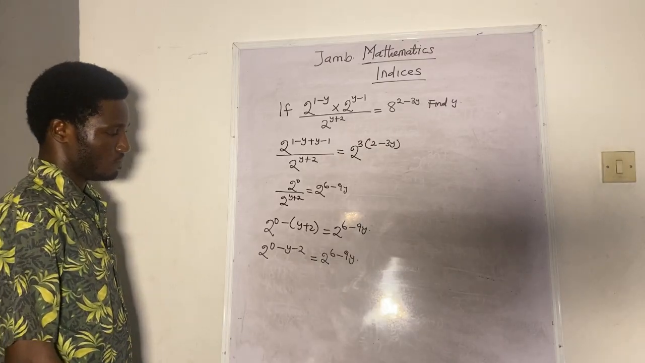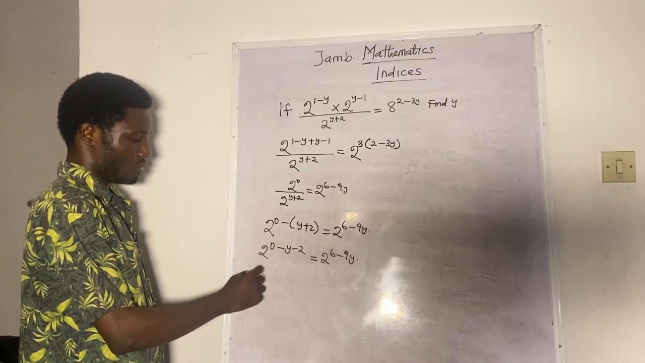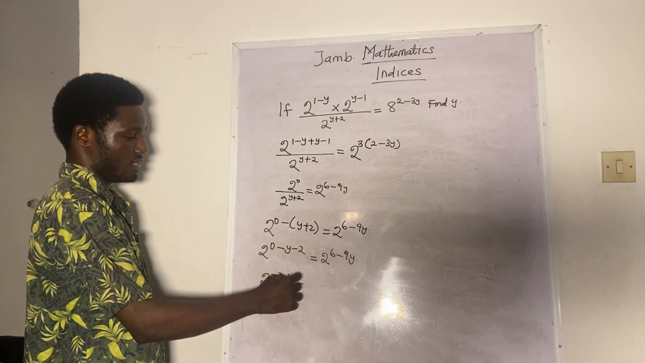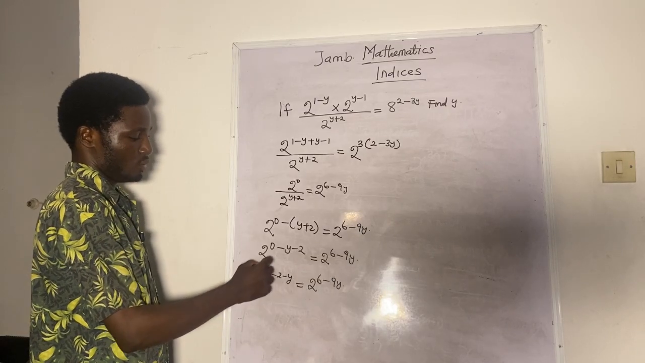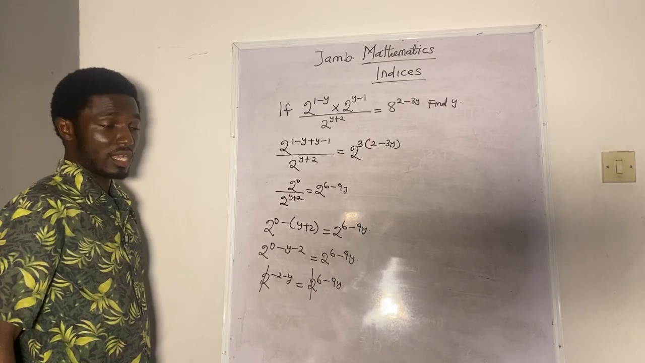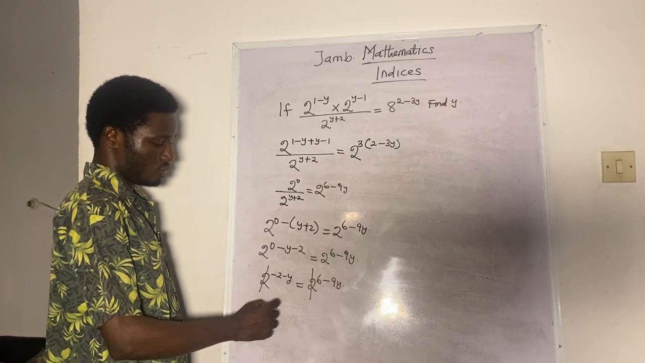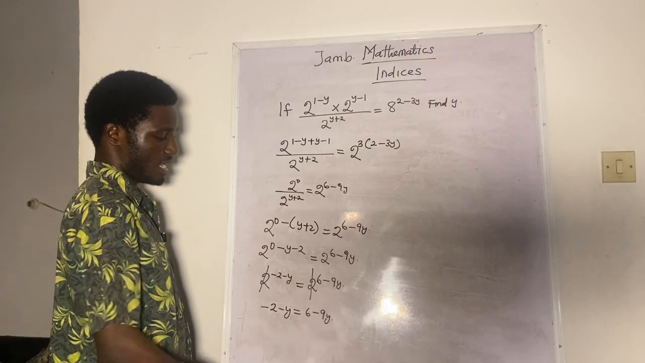As we all know, 0 minus 2 is minus 2. So that's 2 to the power of minus 2 minus y will be equal to 2 to the power of 6 minus 9y. So we say this 2 here cancels out the 2 we have here. So that becomes minus 2 minus y equals 6 minus 9y.